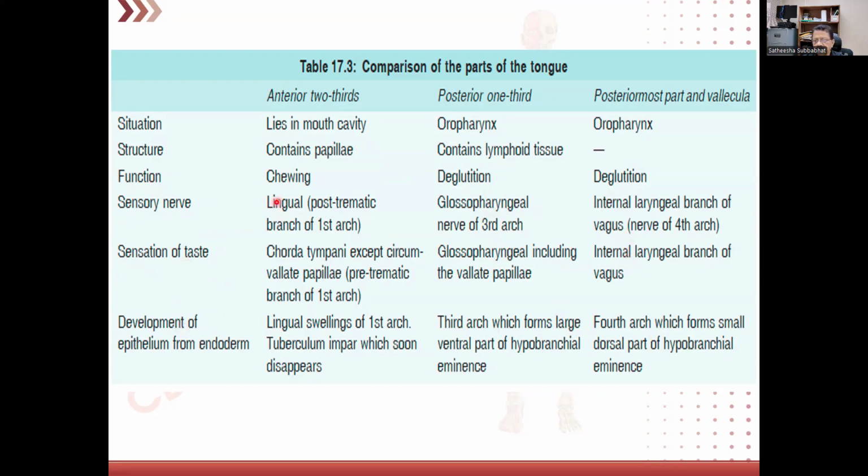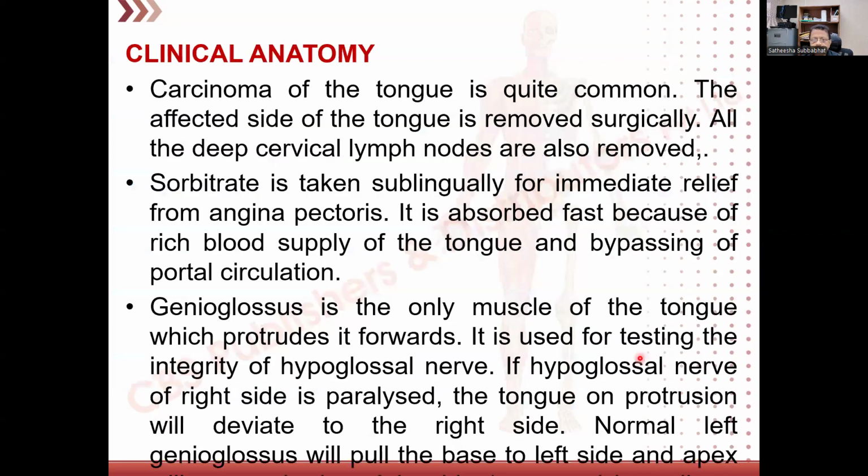Again, developmentally, all the three parts are different. The anterior two-third develops from the lingual swellings, as well as is a first arch derivative, and also from tuberculum impar. Posterior one-third from large ventral part of the hypobranchial eminence, that is from third arch. Then the posteriormost part is from fourth arch, which forms the small dorsal part of the hypobranchial eminence.